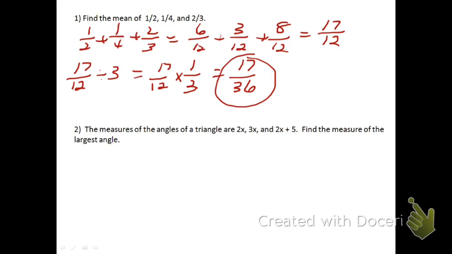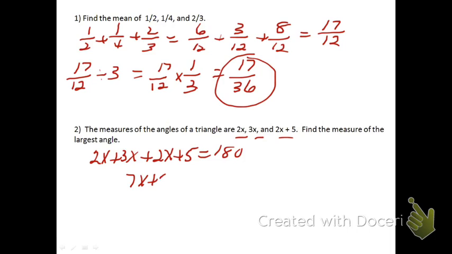Okay, number 2. We've got the three angles of a triangle. One thing you need to remember is that the three angles of a triangle, no matter what kind of triangle, always add up to 180. So there's our equation. I know that 2x plus 3x plus 2x plus 5 is equal to 180. So let's see here. We've got 5, 6, 7x plus 5 is equal to 180. So 7x is equal to 175. So x is equal to 25.